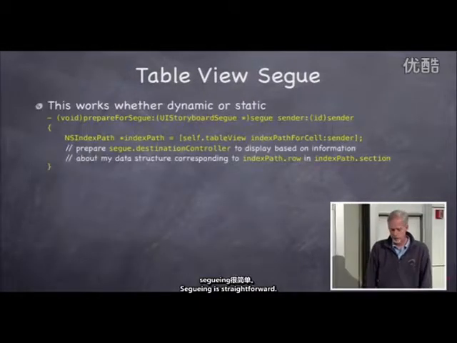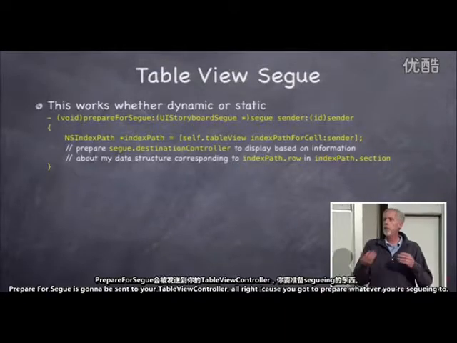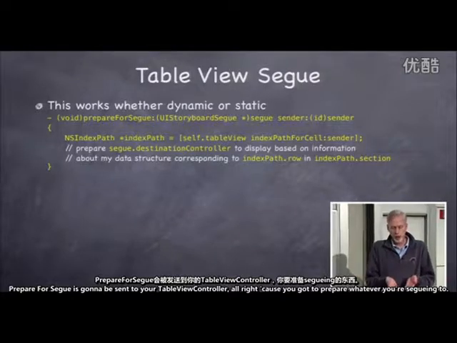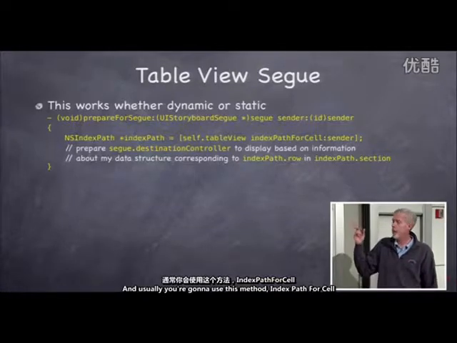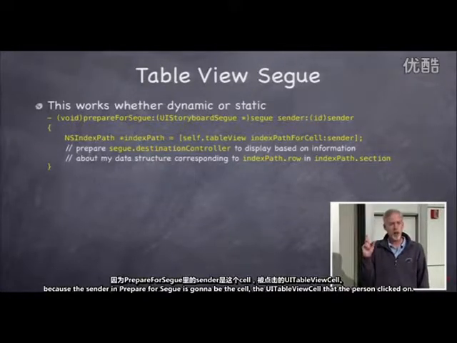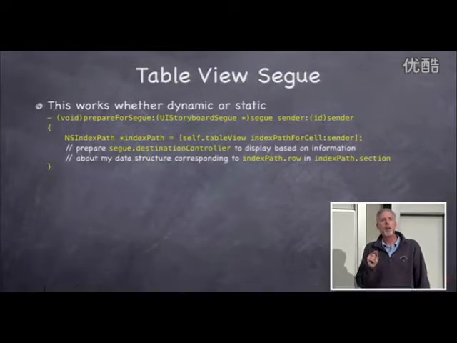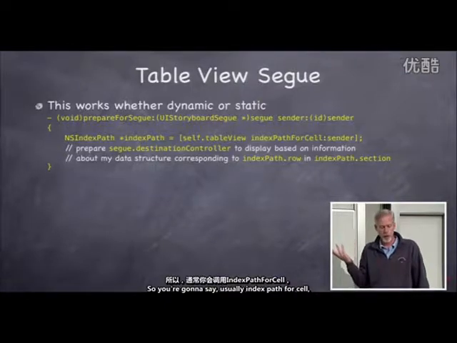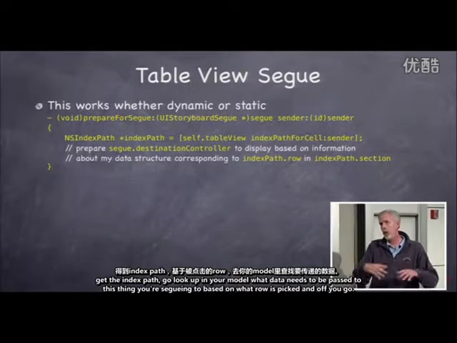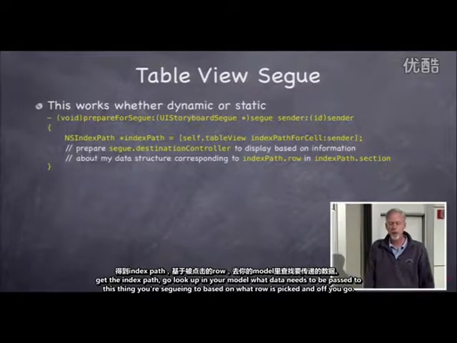Segueing is straightforward. When you prepare for segue, okay, so you're doing the segue, prepareForSegue is going to be sent to your table view controller, right? Because you've got to prepare whatever you're segueing to, and usually you're going to use this method, indexPathForCell, because the sender in prepareForSegue is going to be the cell, the UITableViewCell that the person clicked on. So you're going to say, usually, indexPathForCell, get the index path, go look in your model, what data needs to be passed to this thing you're segueing to based on what row is picked. Off you go.